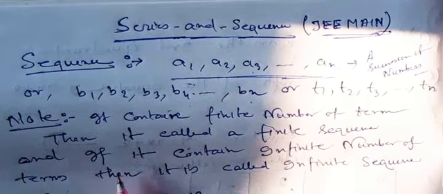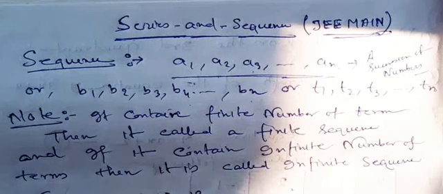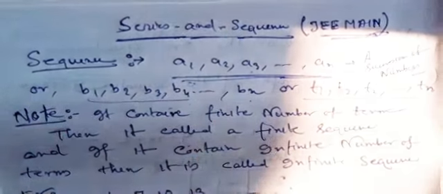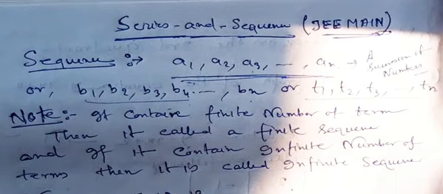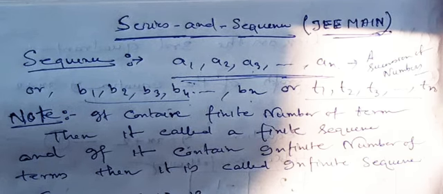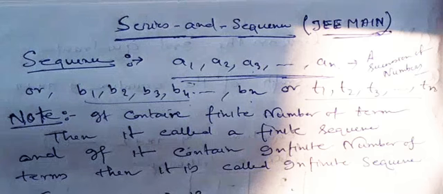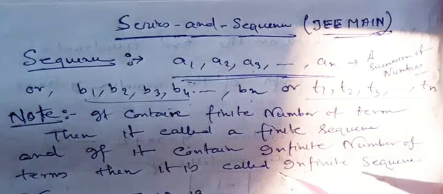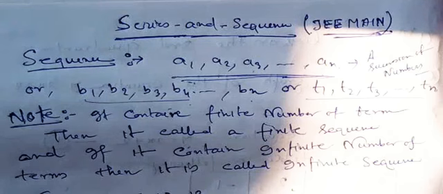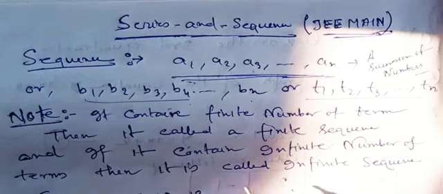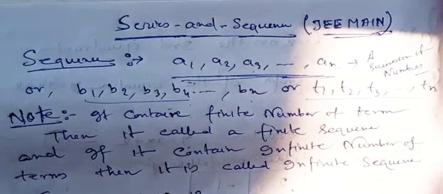Next, the different terms of a sequence are usually denoted like this. Next, one note: a sequence is said to be finite or infinite according to whether it has a finite or infinite number of terms. If it contains a finite number of terms, then it is called a finite sequence. If it contains an infinite number of terms, then it is called an infinite sequence.